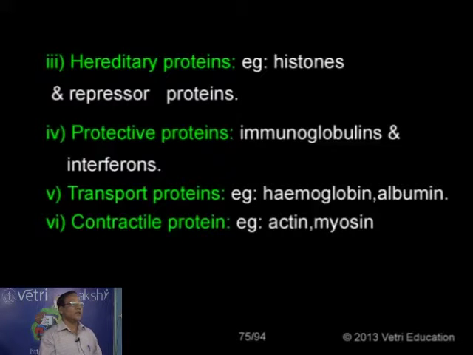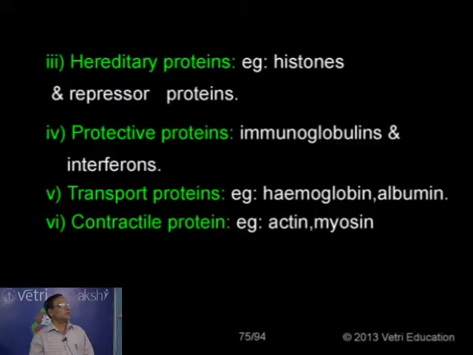And we have certain proteins which give protection against the invading microorganisms. And these proteins are called protective proteins. For example, immunoglobulins, antibodies, and interferons, antiviral proteins. So interferon is an example of an antiviral protein working against the viruses. And immunoglobulins are antibodies which give resistance against infectious agents to us. So that's why they're called protective proteins.